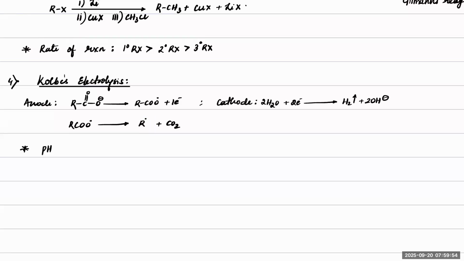The pH of the solution increases during the reaction. Got it? Same way, CH4 cannot be synthesized. Clear?